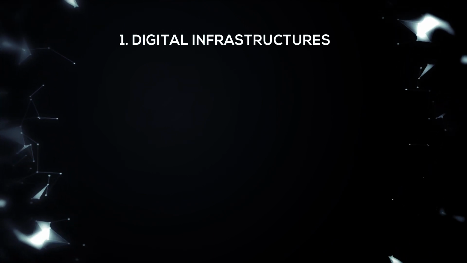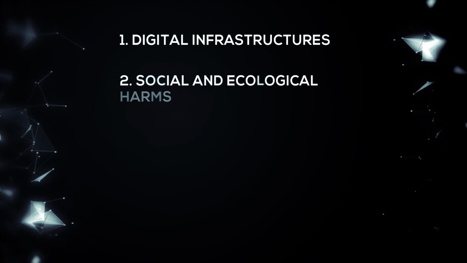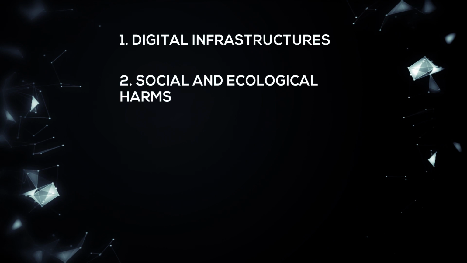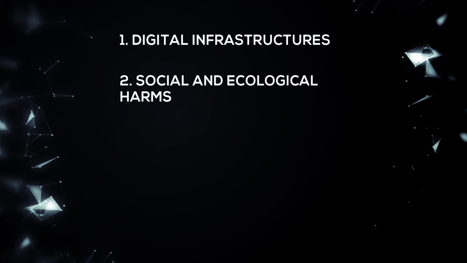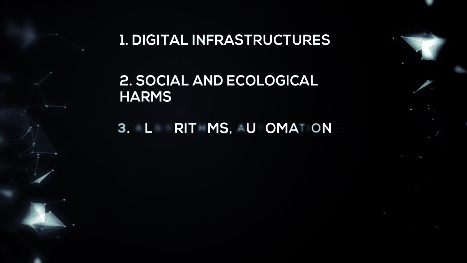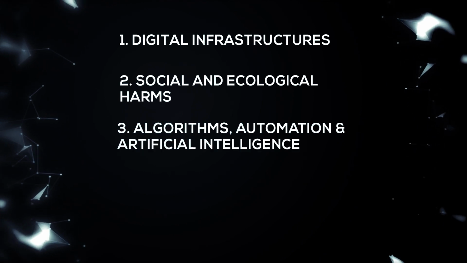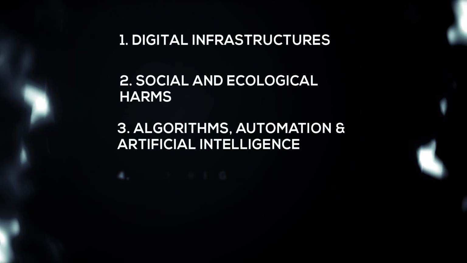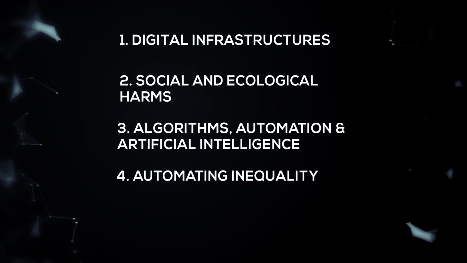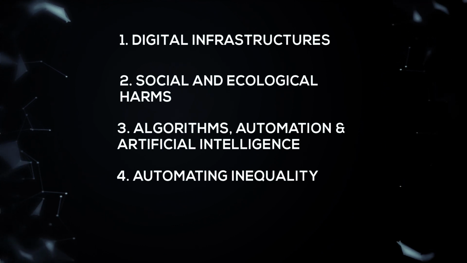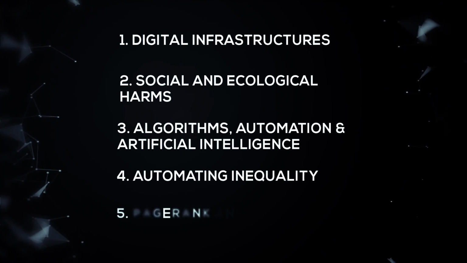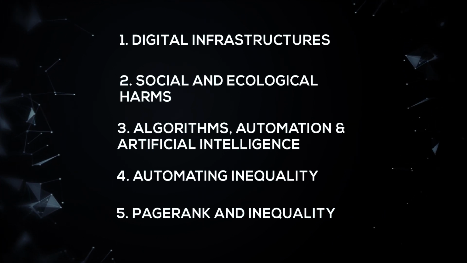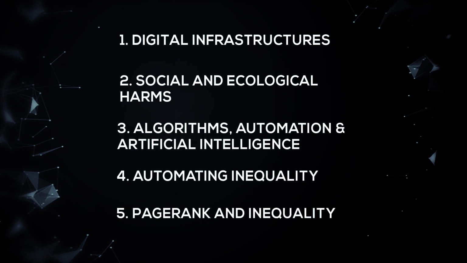The next video builds on this, looking at some of the social and ecological harms that are associated with digital hardware. Videos 3 to 5 shift the focus towards software. Video 3 defines algorithms, automation and artificial intelligence as key terms surrounding contemporary code. Video 4 looks at various ways that algorithms are associated with automating inequality, before we finish up looking at Google's PageRank algorithm as a specific example of how inequalities can result from algorithms.